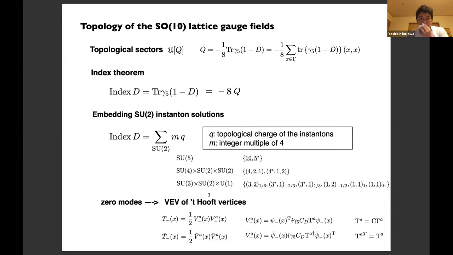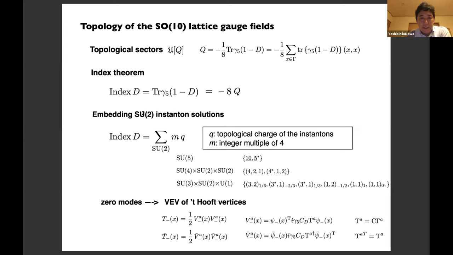Then let me discuss the topology of the SO10 lattice gauge field. In this case, the topological charge of the Spin10 gauge field is defined by this expression according to the index theorem on the lattice. The factor 1/8 comes from the normalization of the generator of Spin10. And the index theorem states that the index of D is given by minus 8Q in this case.